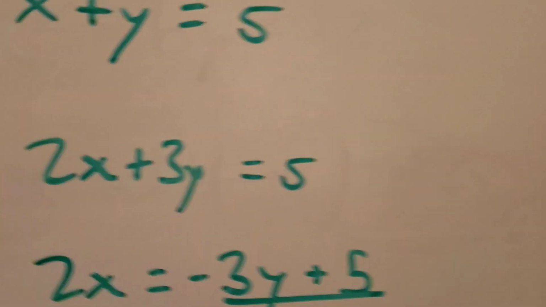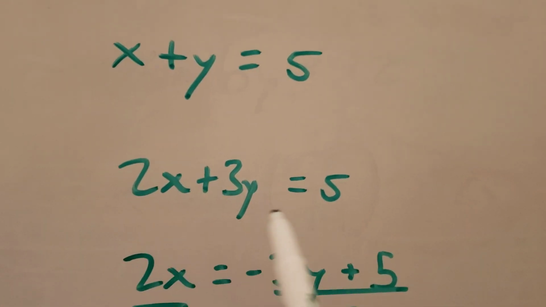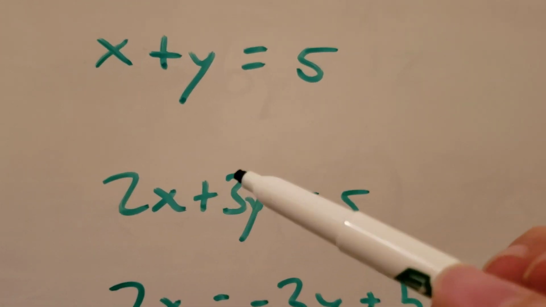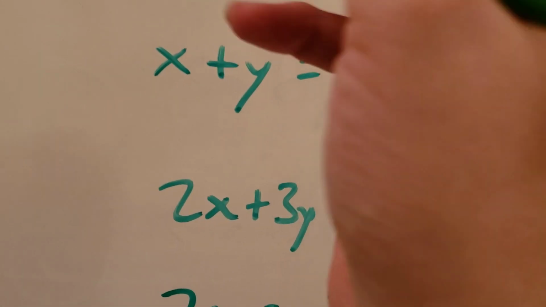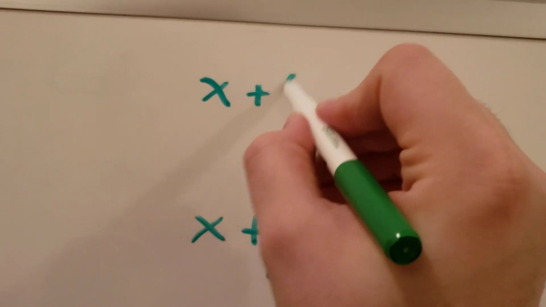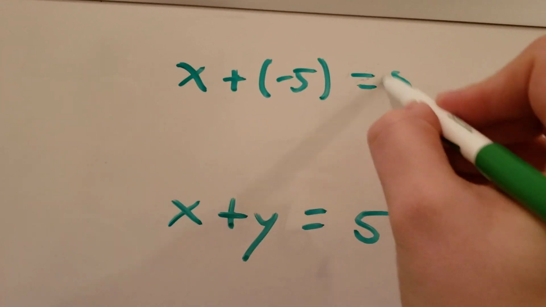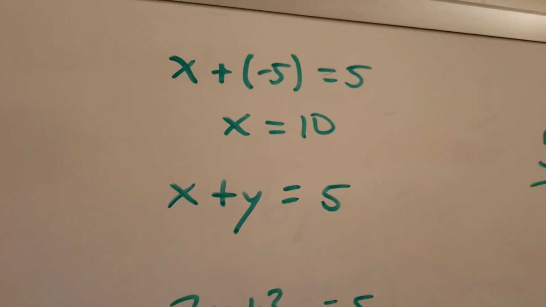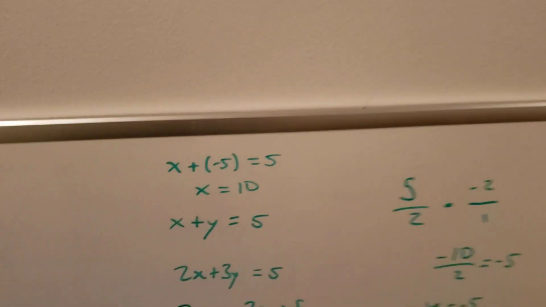Perfect. Now we can put -5 back into this equation here, or we can put it into this equation. Doesn't matter which one we pick. And so I'm going to put it into this one just for ease. So we got x plus -5 equals 5. X is equal to 10. There we go. So 10 and -5 are our answers for our third problem.